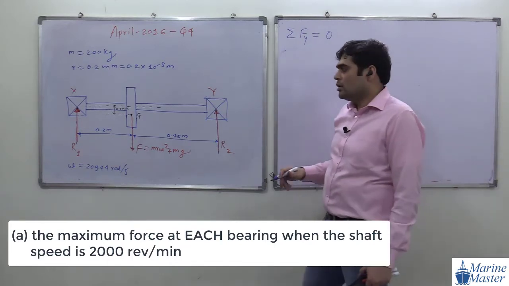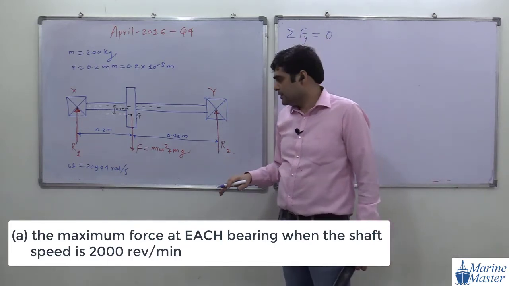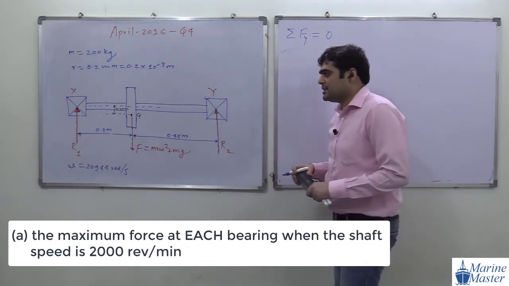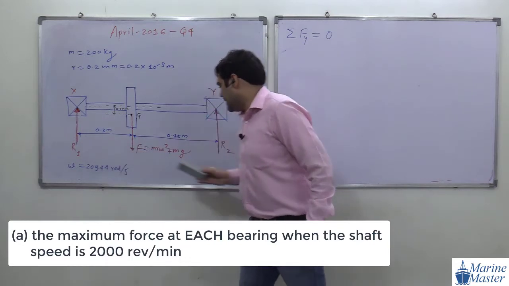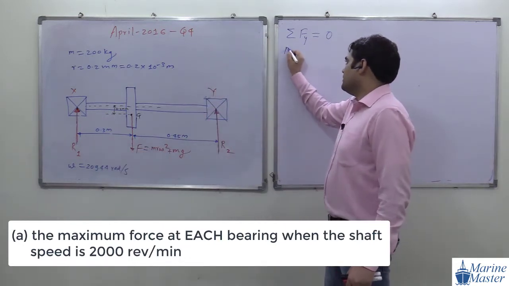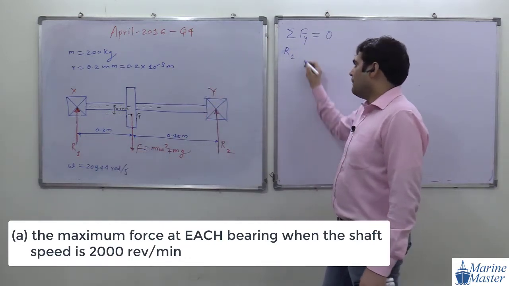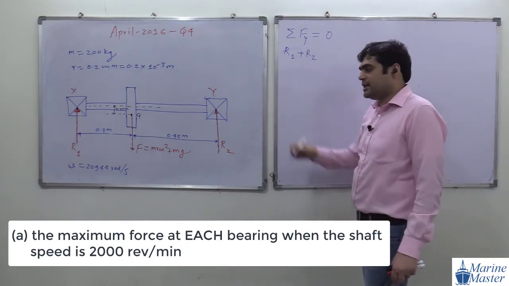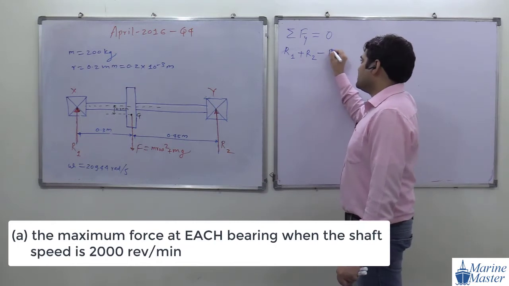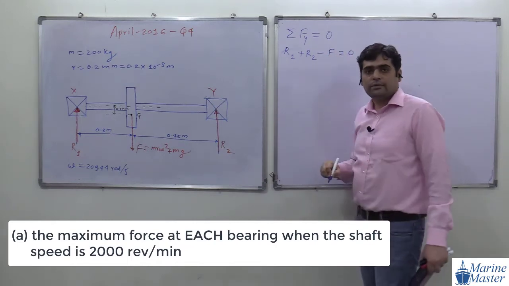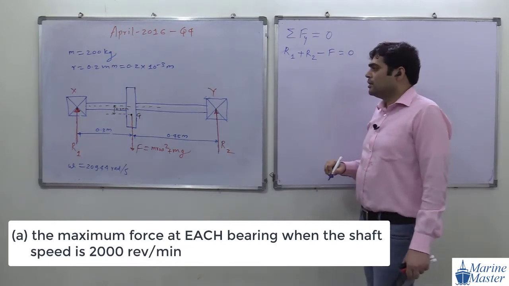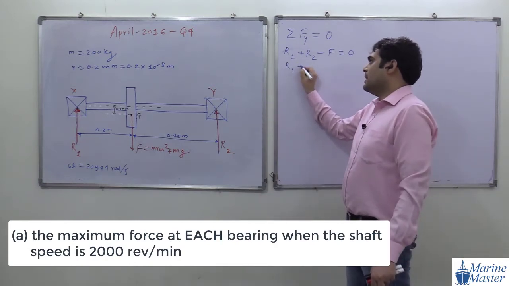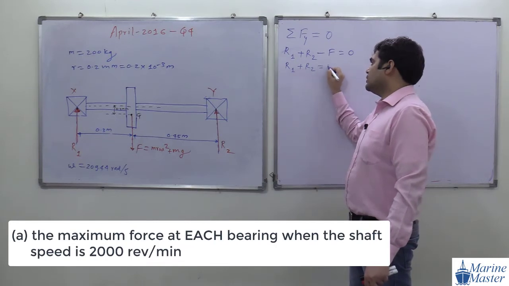All forces are in y direction only. Upward force positive, downward force negative. What are the upward forces here? R1 and R2. So R1 plus R2. And what is the downward force here? F. So minus F, and that will be equal to 0. So R1 plus R2 will become equal to F.